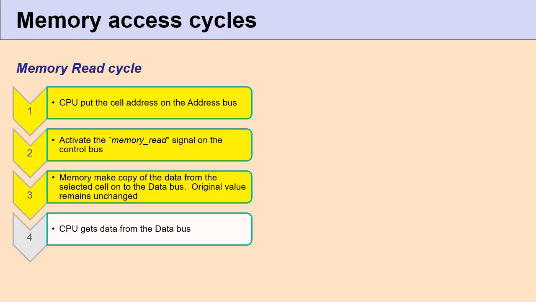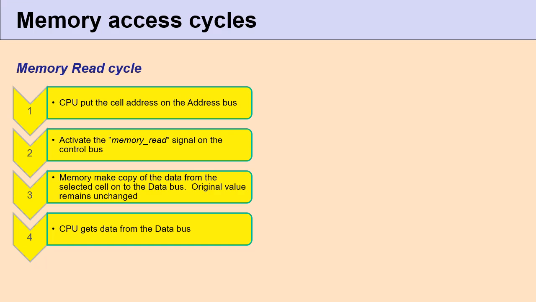It's important to remember that when you read from memory, we always get a copy of the data, which also means that the original data element in that particular cell within the memory does not get erased or changed by a read operation. So once the memory has put this data into the data bus, the CPU will sense that and read that data item from the data bus. Thereafter, the CPU will use it accordingly in its internal operation.